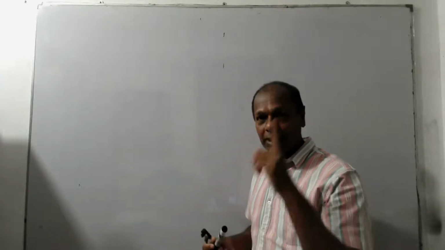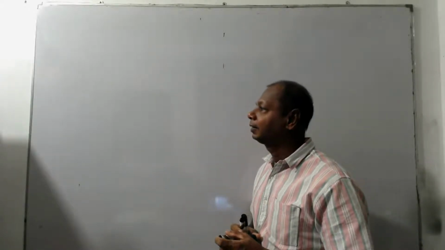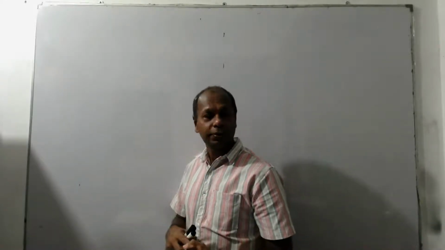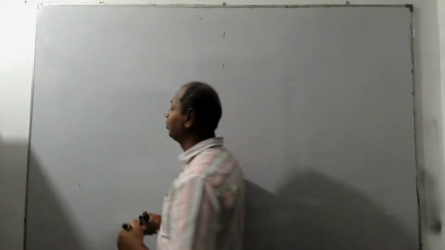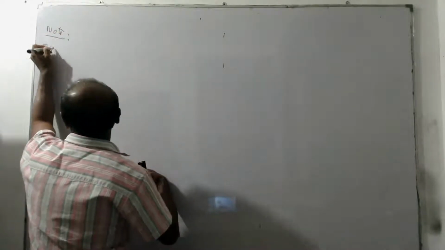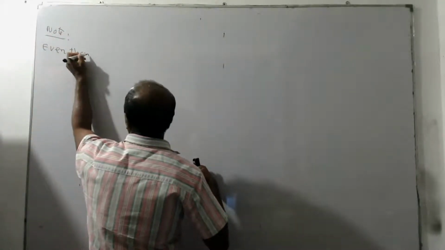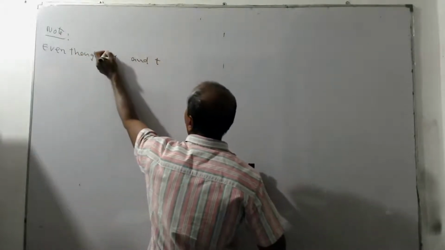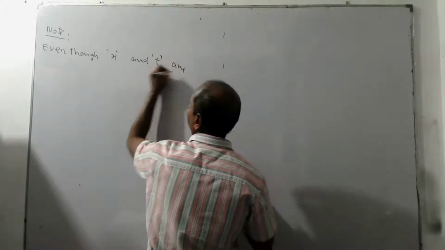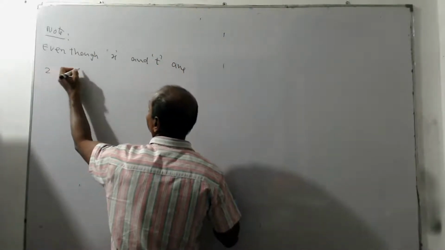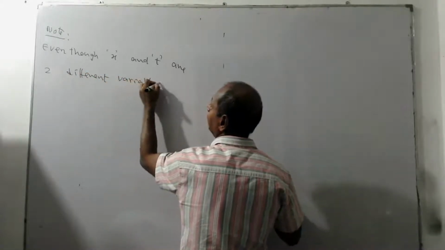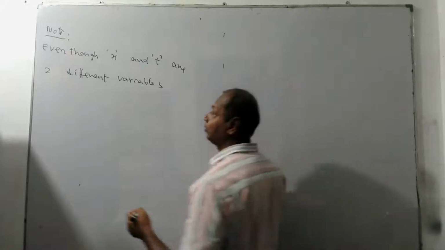Before going to the theorem, I want to give some other result because we use that result in the proof of the theorem, right? Better you know this before the theorem, you write it as a note. Even though x and t are two different variables, right? X and t are two different variables.